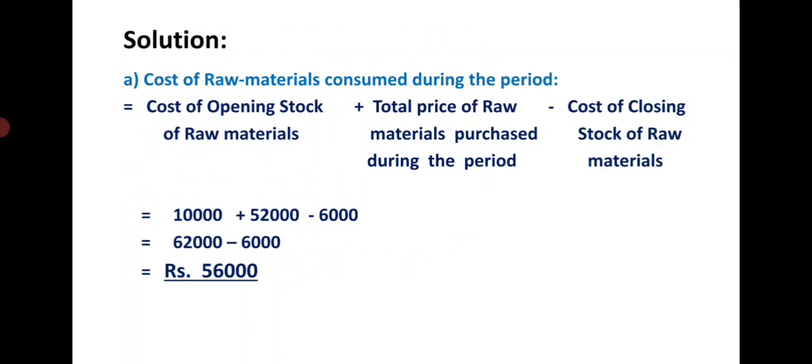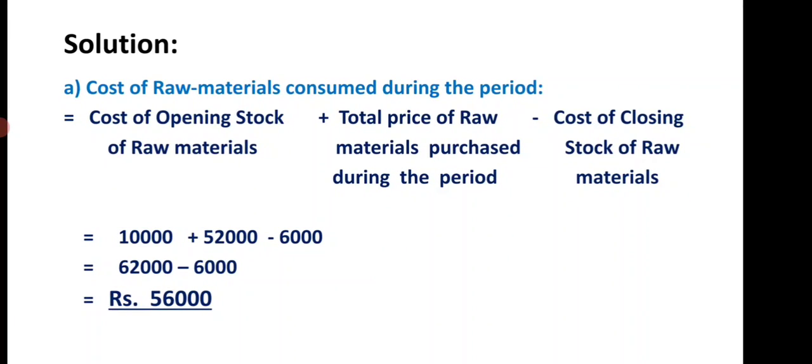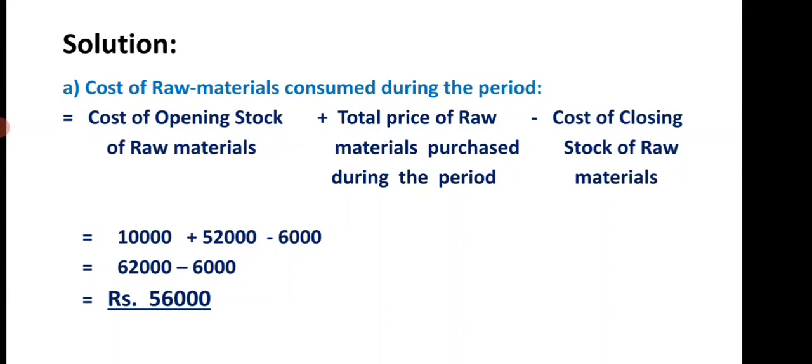So first we will calculate the cost of raw material consumed during the period. So for this, cost of opening stock plus total price of raw material purchased during the period and minus cost of closing stock of raw material is used. So 10,000 is the opening stock of raw material and 52,000 is the purchase price of the raw material minus closing stock value is 6,000. So 10,000 plus 52,000, it is 62,000 minus 6,000. So cost of raw material consumed during the period is 56,000.